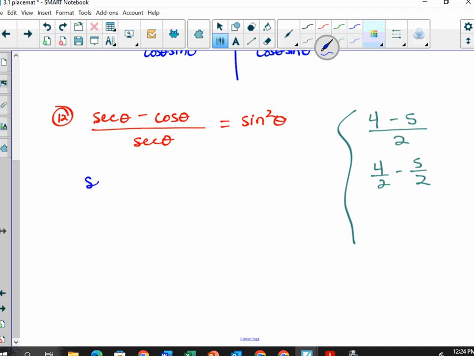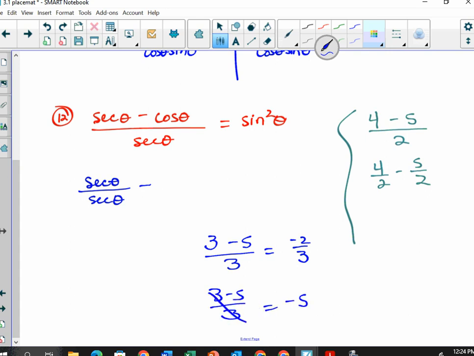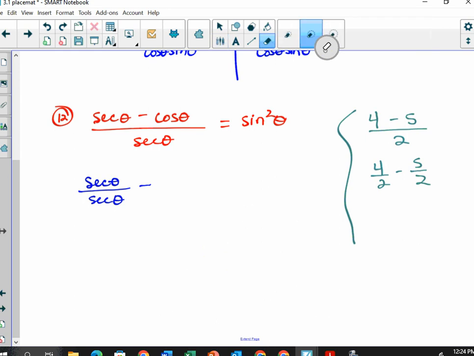Okay. So, since this is a fraction, do you think you can cross out secant and secant or not? No. So think numbers. 3 minus 5 over 3. Can I cross out the 3's? No. Because 3 minus 5 over 3 would be negative 2/3, right? If you do it by crossing things out, you suddenly have negative 5. Those are not the same, okay? You can only cross out factors, not individual terms.